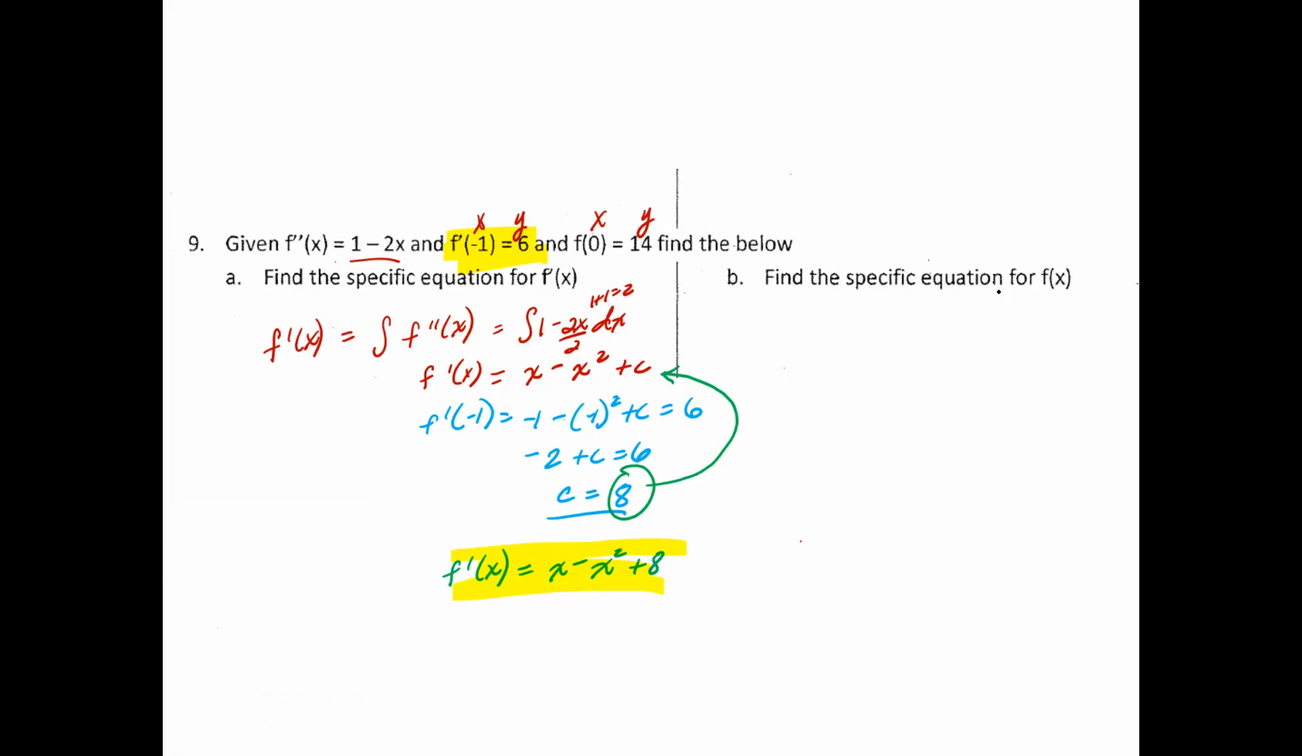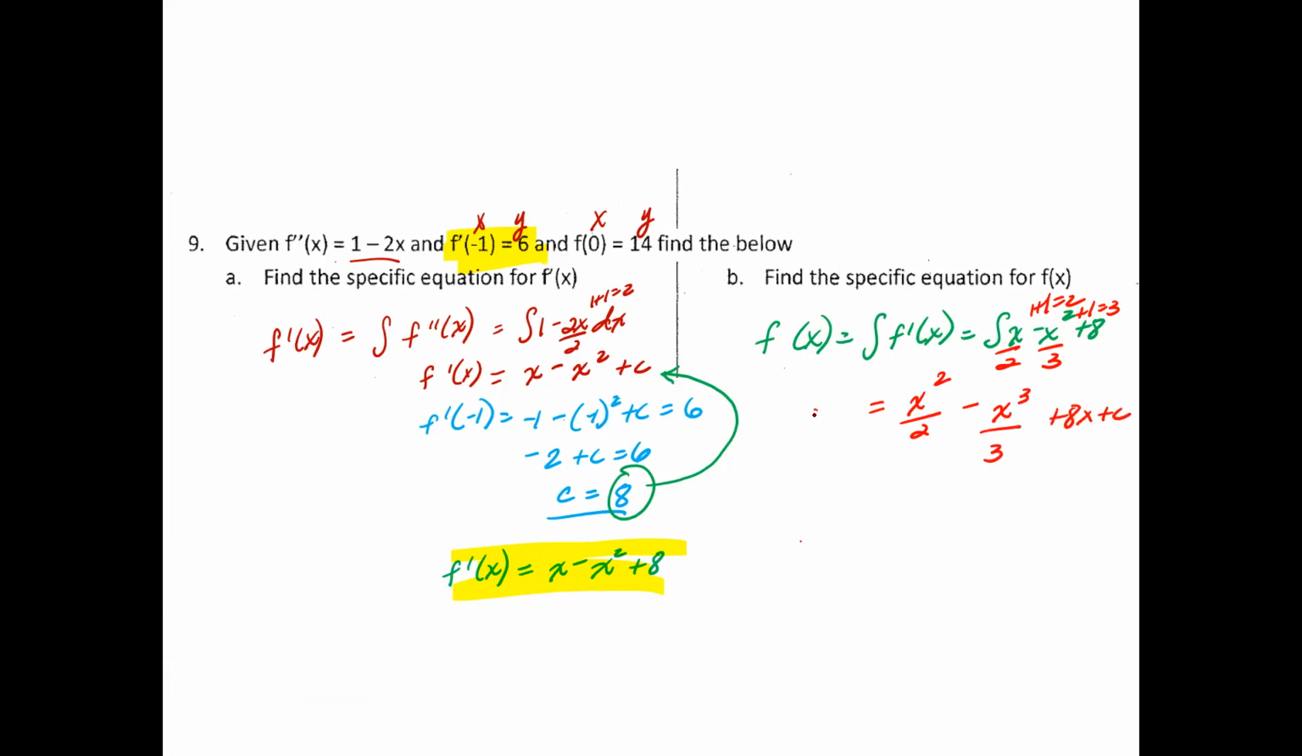Now for part B, let's find the specific equation of f of x. Now you know that the integration of f prime of x is going to be equal to f of x. So the integration of x minus x squared plus 8. Let's go ahead and integrate that. I'm going to do 1 plus 1, which is a 2, so divided by 2. That's going to give me x squared over 2 minus, 2 plus 1 equals 3, so negative x to the third divided by 3 plus 8x plus c. And that's equal to f of x.